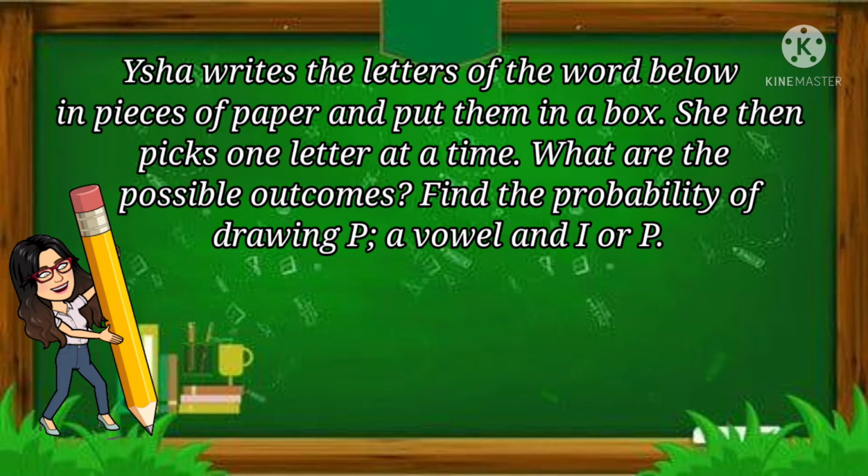Isha writes the letters of the word below on pieces of paper and then puts them in a box. She then picks one letter at a time. What are the possible outcomes? Find the probability of drawing P, a vowel, and I or P.